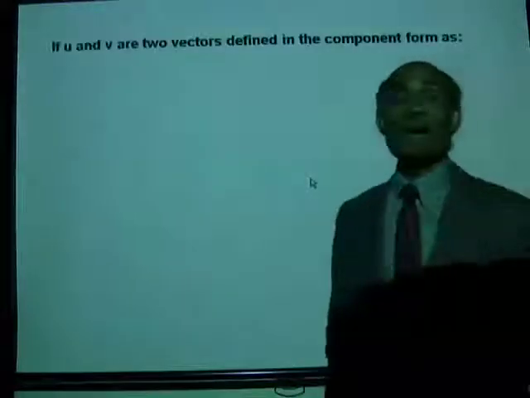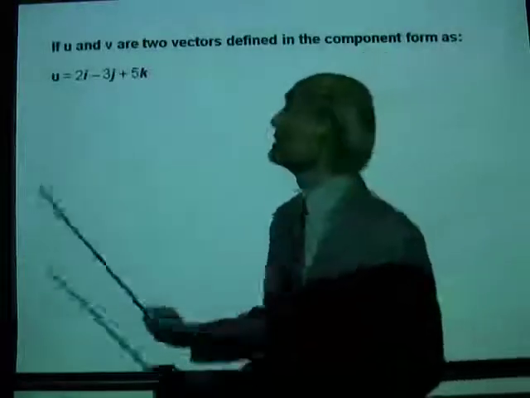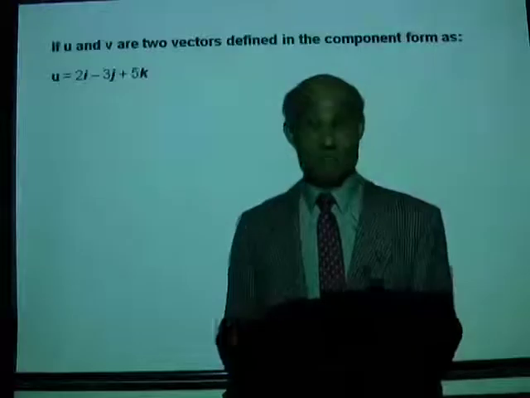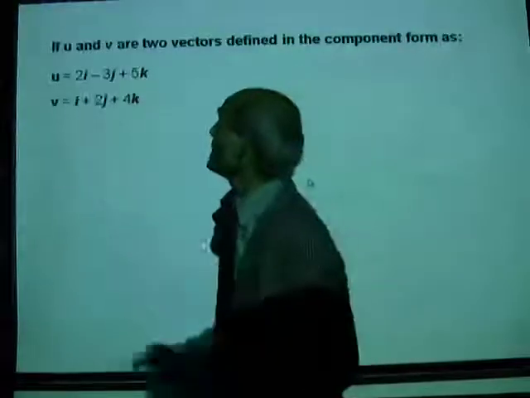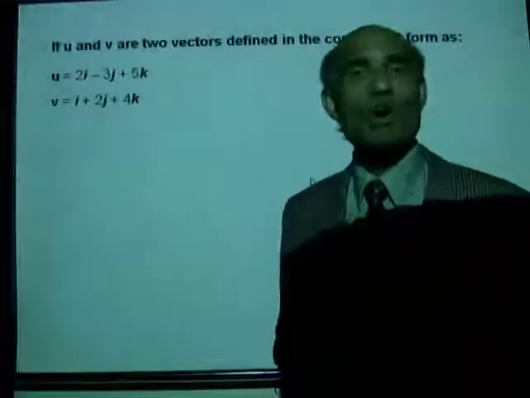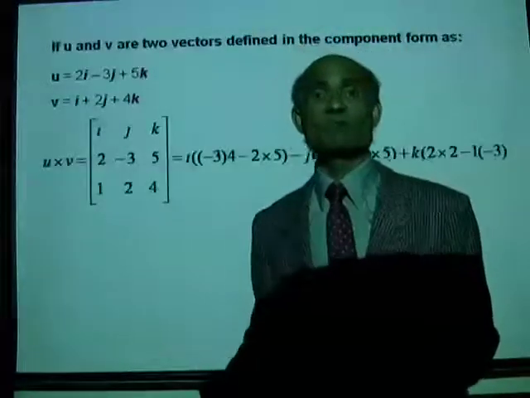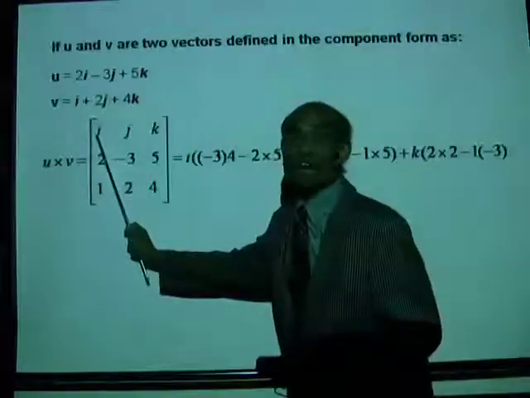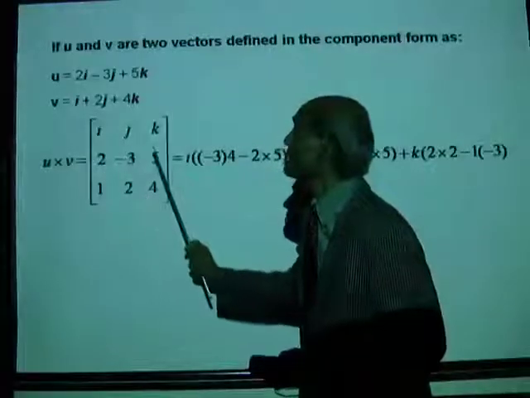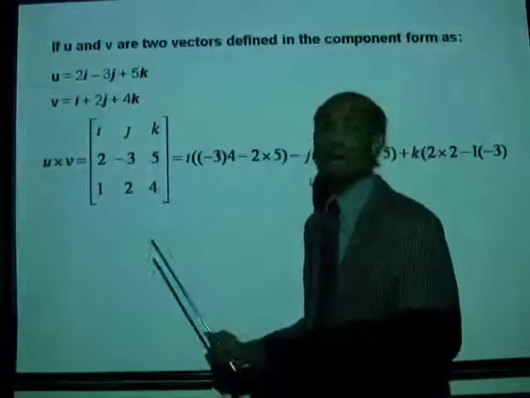Well, if U and V are two vectors defined in the component form, I'm going to give you an example. Suppose U is 2i minus 3j plus 5k. I'm sure you know what they are. And V is i plus 2j plus 4k. Now, how many of you recall how to find the cross product of these two vectors? I'm going to do that again for you. Now, we write the vectors like this: i, j, k, and the first vector, 2i minus 3j plus 5k. The second vector, i plus 2j plus 4k.